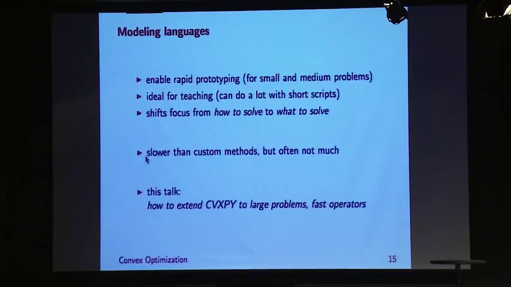So this talk is actually just about this, because that was all preamble, and now the talk is going to start. It's about this. It's basically, how do we make CVX-Pi work for large problems and fast operators? That's what it's about, right?